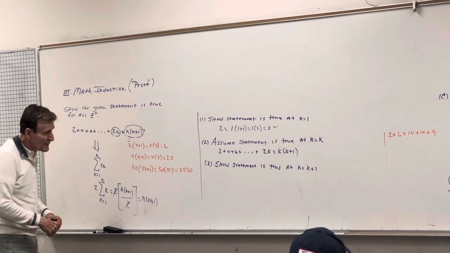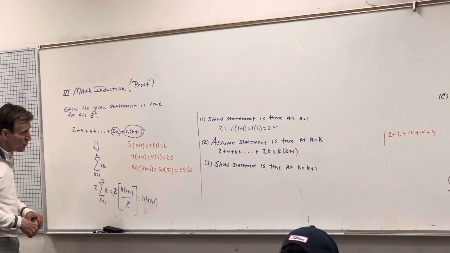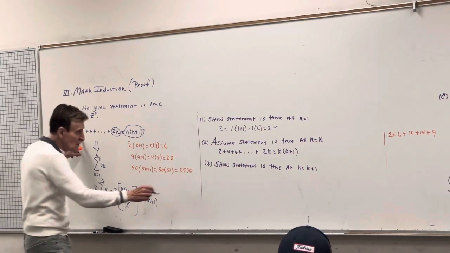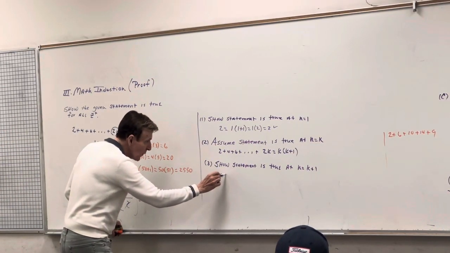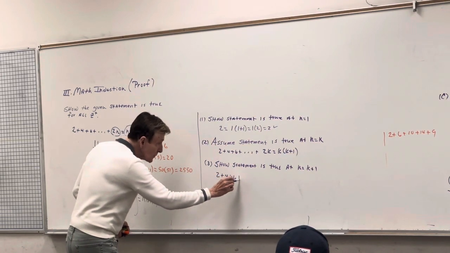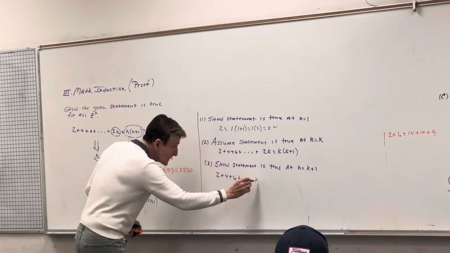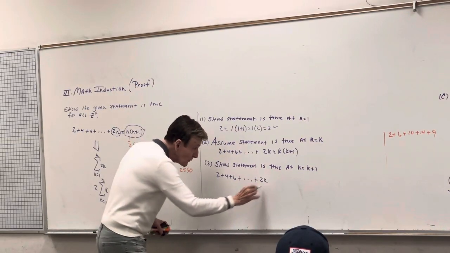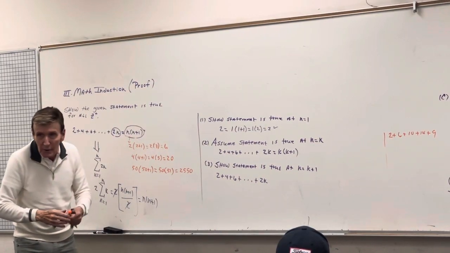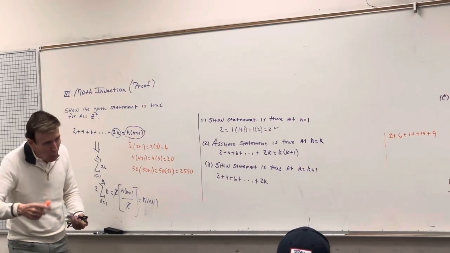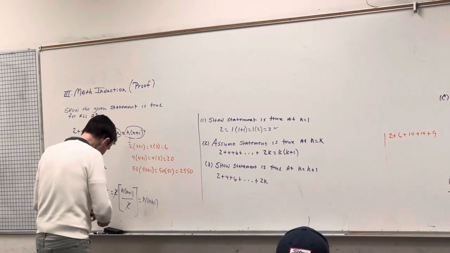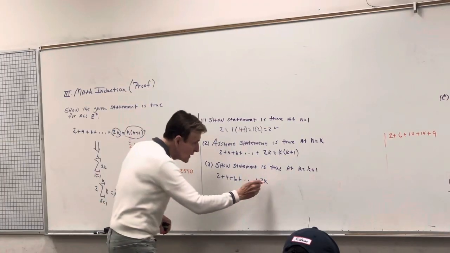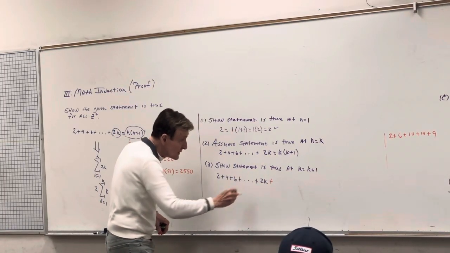First, let me see what this statement looks like at k plus 1. Let's go back. 2 plus 4 plus 6 plus, and now look what I'm going to do here, 2k. We get that from step 2. It's true up to that point. Now I'm going one more. Let's put it in a different color here. Make some sense of this. Try orange. Plus, I hope you guys can see this.